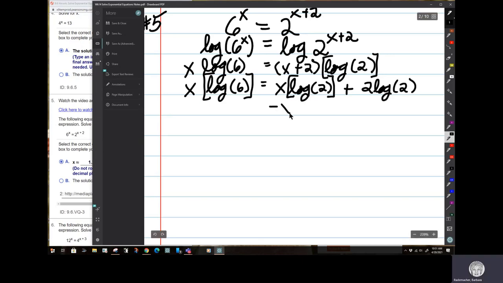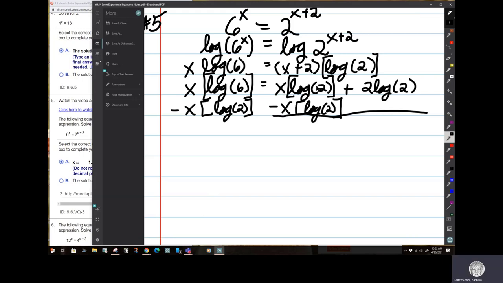So minus x times log 2, minus x times log 2. Okay. Over here on the right, x times log 2 minus x times log 2 zeros out, leaving me with 2 times log 2.